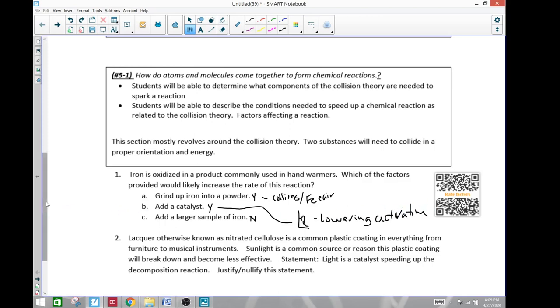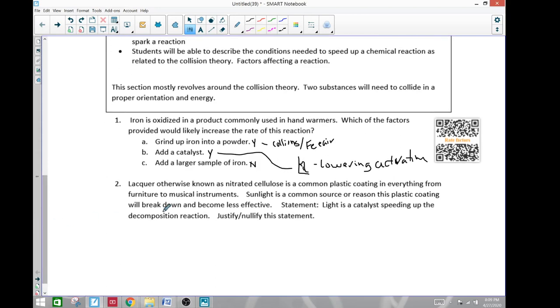All right. It says lacquer, otherwise known as nitrocellulose, is a common plastic coating on everything from furniture to musical instruments. Sunlight is a common reason the plastic coating will break down and become less effective. Statement: light is a catalyst speeding up the decomposition reaction. Justify or nullify this statement. In this situation, it's probably going to be a nullify.